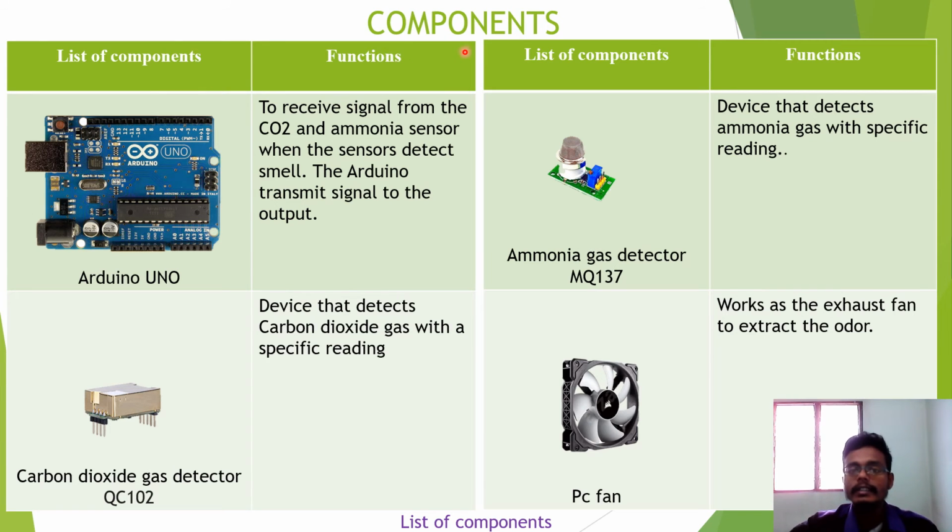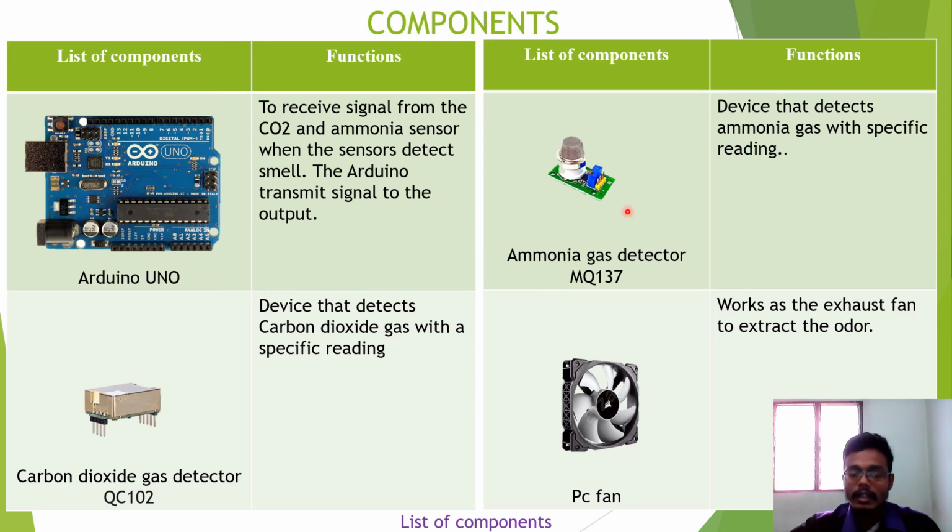The next part is the components. The first component is Arduino Uno. Arduino Uno is used to receive signals from the carbon dioxide and ammonia sensors. When the sensors detect smell, the Arduino transmits a signal to the output. The next one is the carbon dioxide gas detector QC102. This is the device that detects carbon dioxide gas with a specific reading, and this is the sensor that I suggest to use in my project.